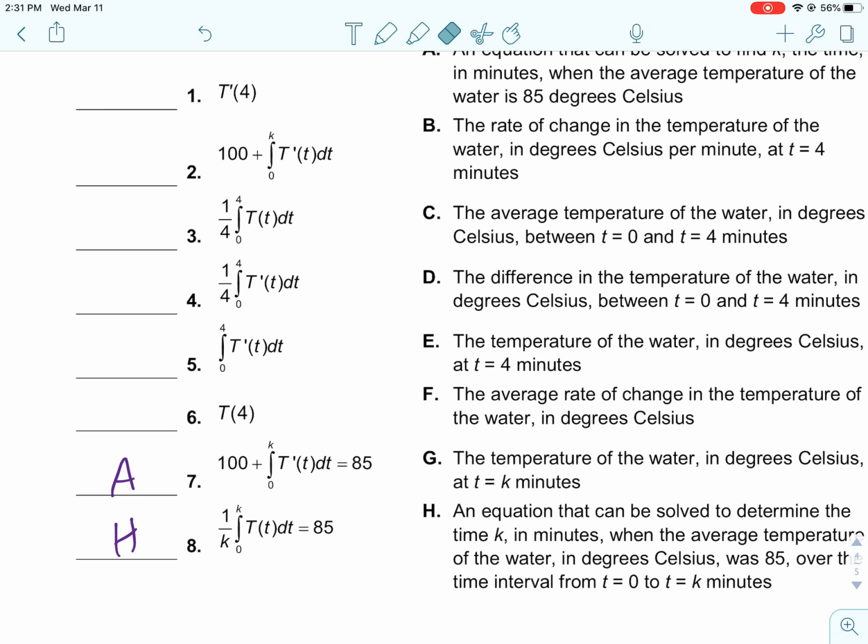You guys do the rest of them on your own. You shouldn't be on your phone. Are y'all done?